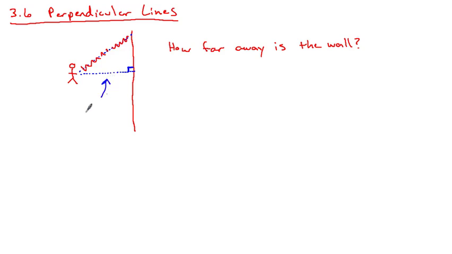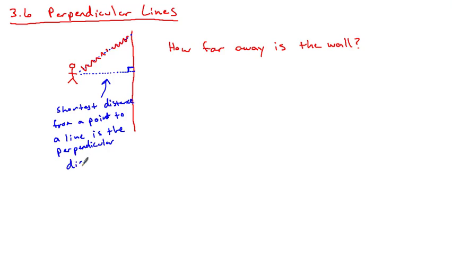So what this little picture is representing is that the shortest distance from a point to a line is the perpendicular distance. Okay, so that's a big idea. That's an important thing to think about. And hopefully that little picture will help it click in your head a little bit.